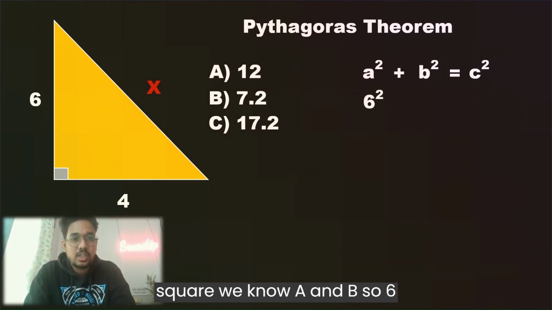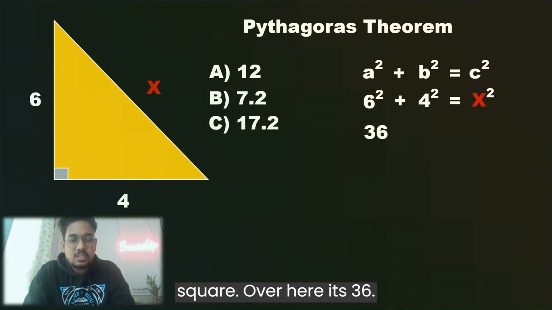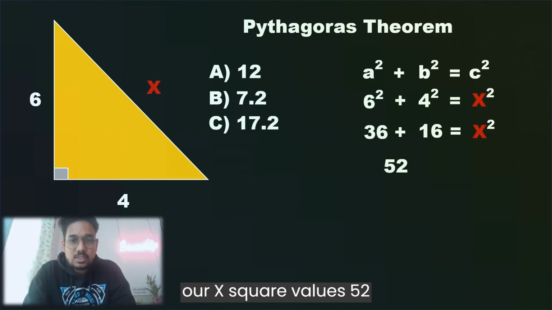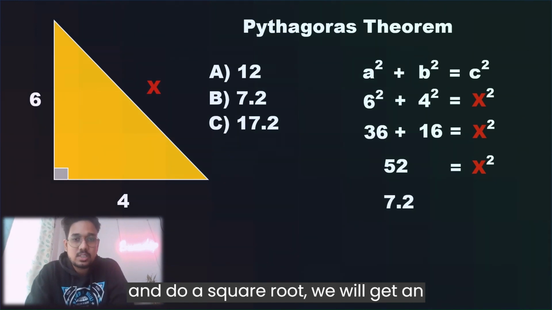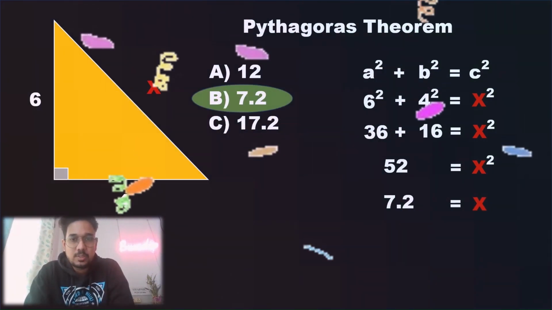We know a and b. So 6 square plus 4 square will be our x square over here. It's 36 plus 16. That will give us our x square. The value is 52 of x square. If we use our calculators and do a square root, we will get an answer of 7.2.